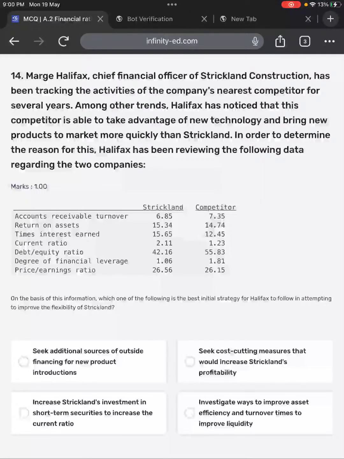Yes, option A may be suitable for this one, because degree of financial leverage is less than its competitor, and if he seeks outside financial assistance, which will maintain average to the competitors ratio, and Strickland can borrow the money.